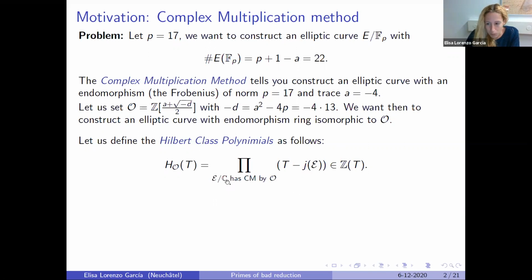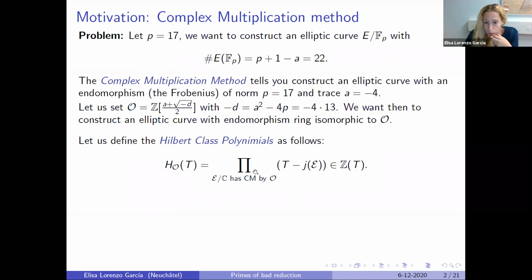not only defined over the complex numbers, but over a number field. So I can do the reduction modulo P. So this is the idea. And how do we construct those polynomials? This is the key for the complex multiplication method. Well, the idea is the following.